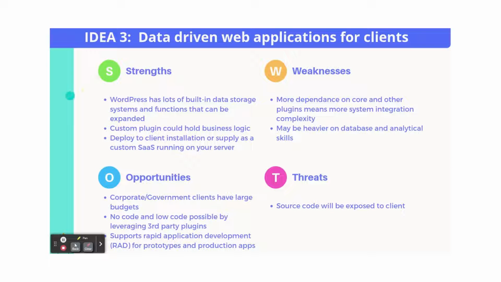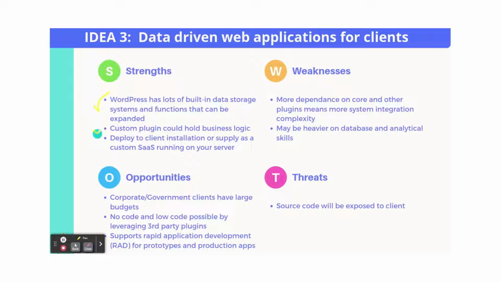So let's see what our strengths are. Again, these strengths and weaknesses are under our control. Opportunities and threats are kind of external things. So let's look at this. Well, WordPress has lots of built-in data storage systems and functions. You know, it has the database functions. It has custom post types. There are options. There are all different things that you can do to store data and manipulate data. So that's definitely a strength. You have control over that. You have to have the skills for that, but it is available to you.